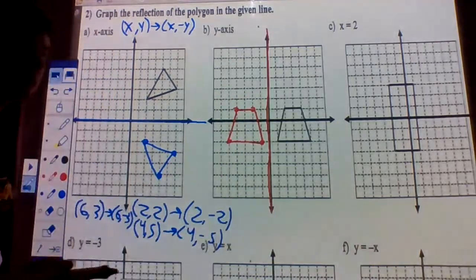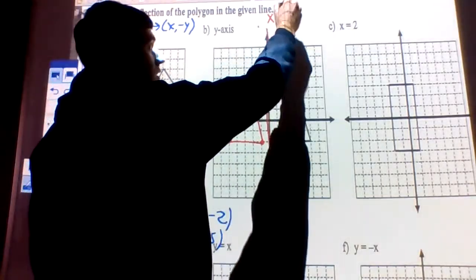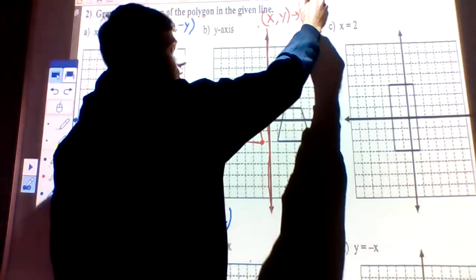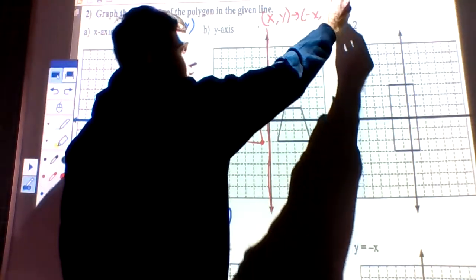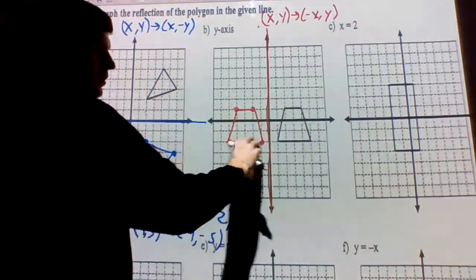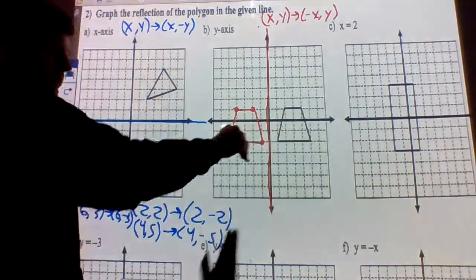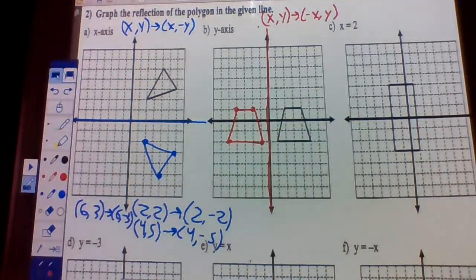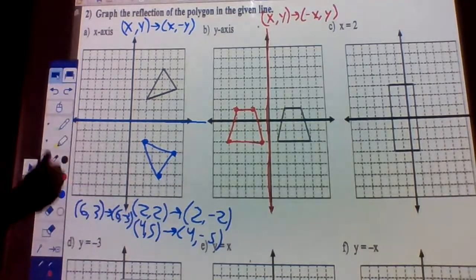Okay, we could also use the rule though. The rule is xy goes to negative xy. So what's changing here are x's. The y's all stay the same. It stays at the same level. Think of it as the same latitude, and then the longitude is what's changing.